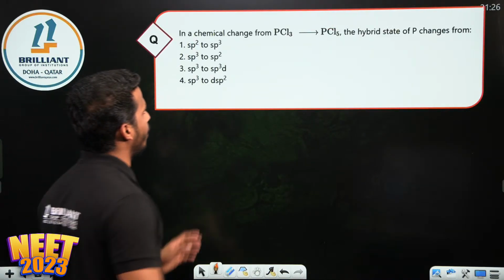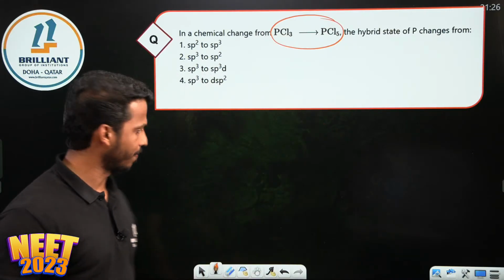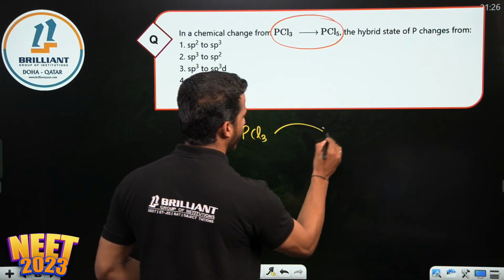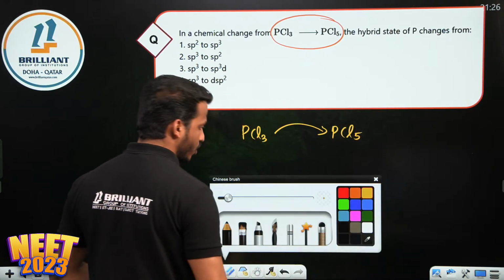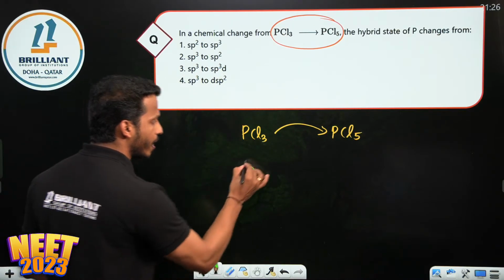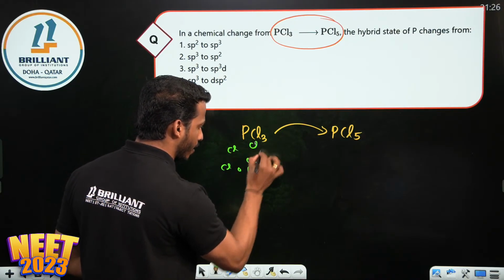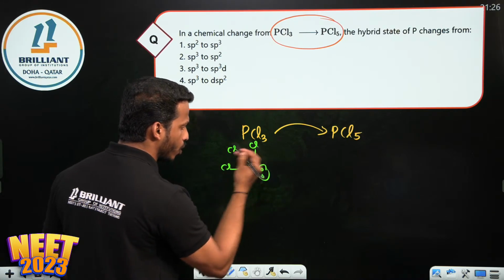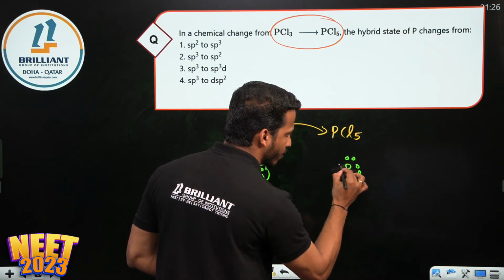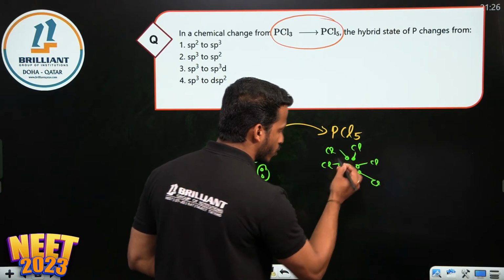In a chemical change from PCl3 to PCl5, what is the change in hybridization of phosphorus? Dear all, PCl3 changes to PCl5. What is the change in their hybridization? Phosphorus is the central atom. Phosphorus valence electron is 5 because it's a nitrogen family element. It is surrounded by 3 chlorine atoms. Each chlorine needs 1 electron. So in total there are 3 sigma bonds. And what about this case, dear all? Phosphorus valence electron is 5, surrounded by 5 chlorine atoms. Each chlorine requires 1 electron, so they complete their octet.